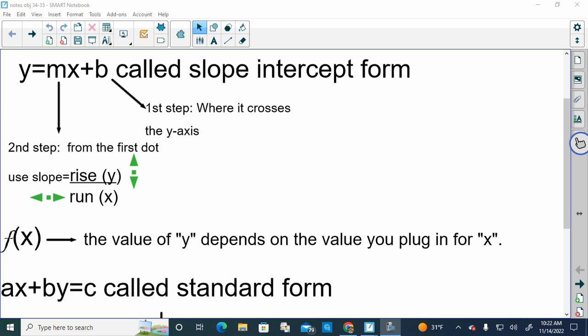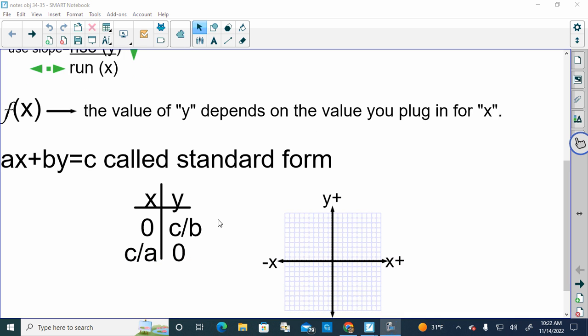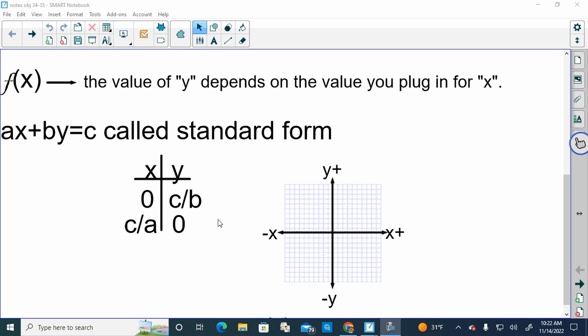Okay, everybody have the slope-intercept form so I can scroll down. Good. Okay. The standard form one. And I'll go back and explain this. Just a minute.